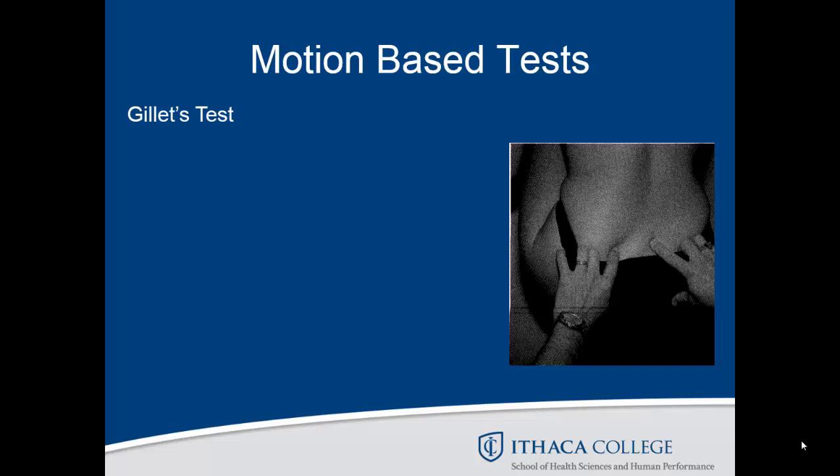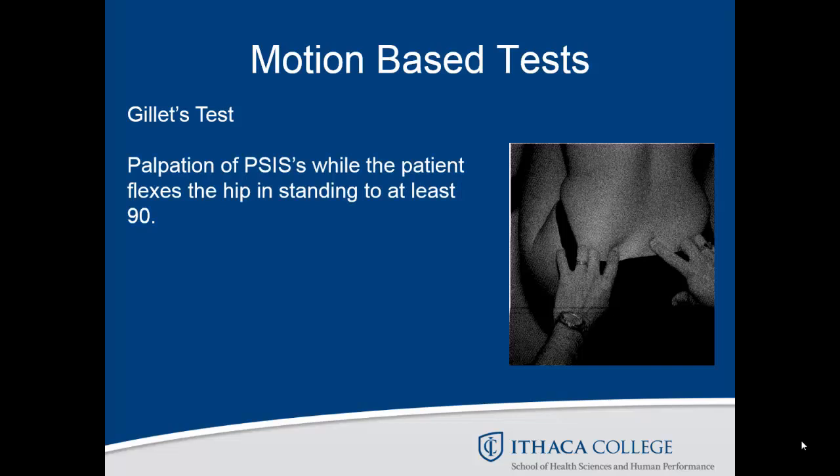The next test is Gillet's, or the standing stork test. And now what you're doing, and this always gets confusing because in the previous two tests we were looking at PSISs and comparing motion. Now what we have to do is the test in two parts, and we're going to test the right and then we're going to test the left. So in this picture, they're testing the left SI joint.